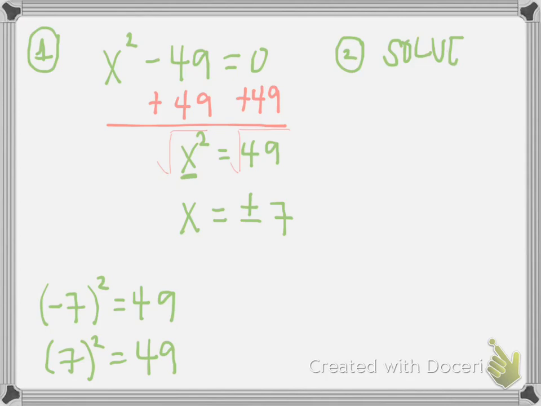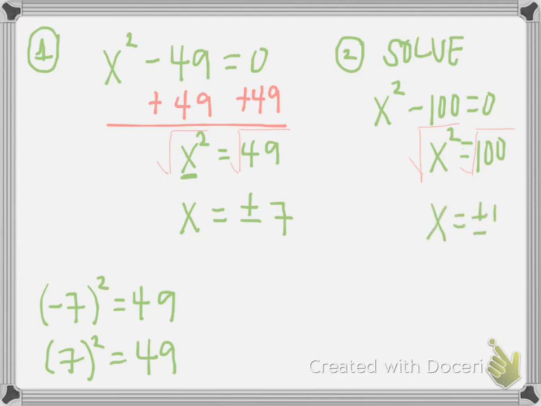Alright, let's do another one here. Okay, so I want to isolate the square term, so I'm going to add my 100, so I'm going to have x squared is equal to 100. Then I'm going to take the square root of both sides here. So I'll be left with x is going to be equal to a positive and a negative 10.